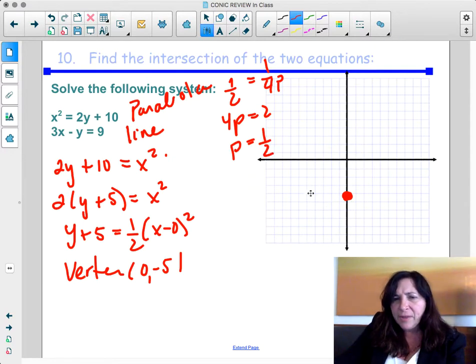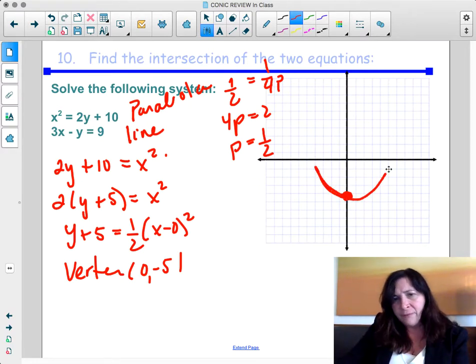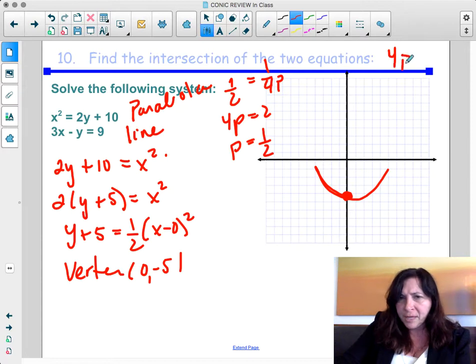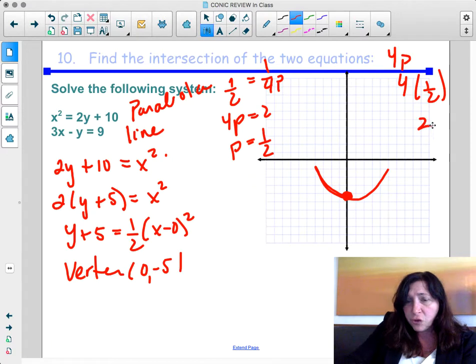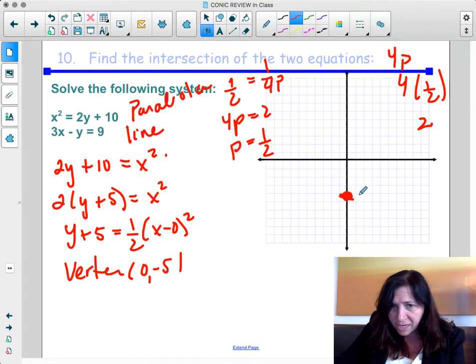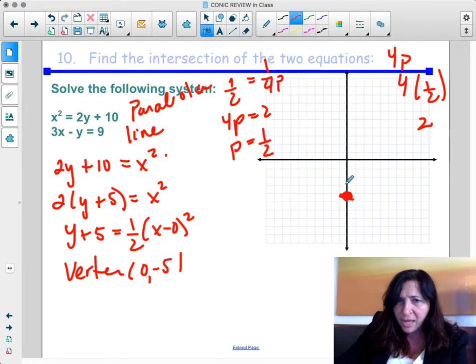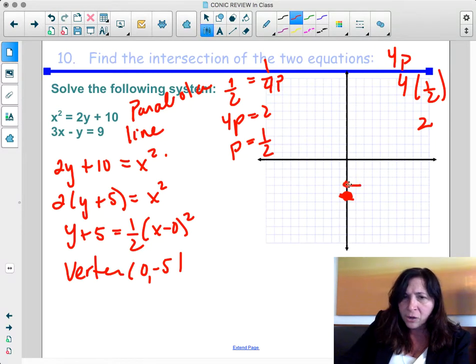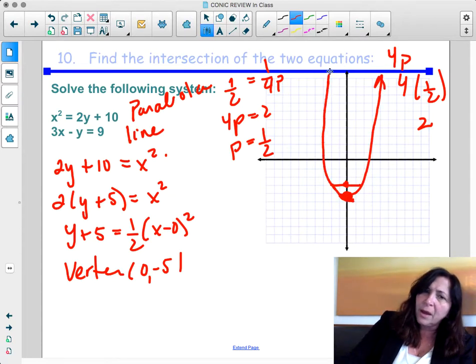So the length of the latus rectum, or you call it the focal width, meaning the width of the parabola, is 4p. And p is a half, so 4 times a half is 2. What that's telling me is that my parabola is super skinny. There's my focus point. It's going to be like 1 here, 1 here. So it looks like this. Okay, that's what my parabola looks like.